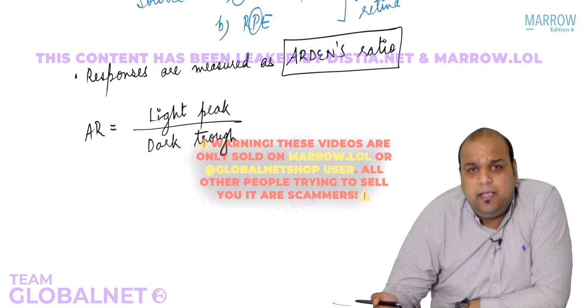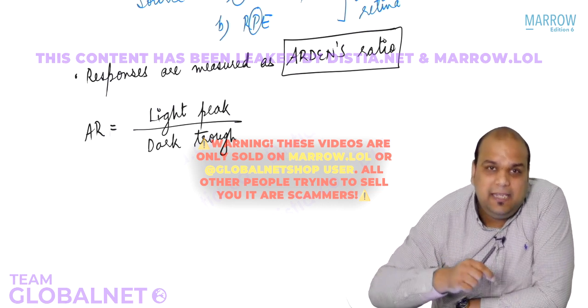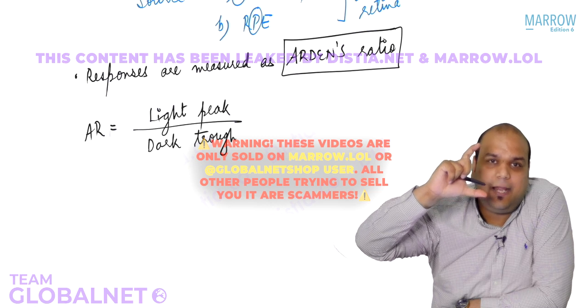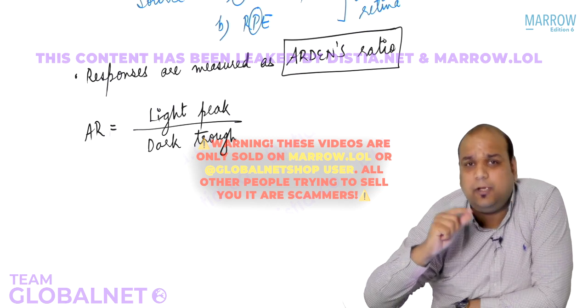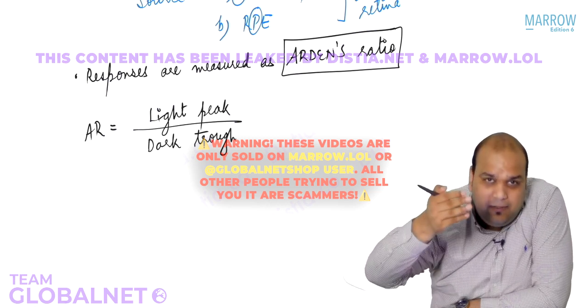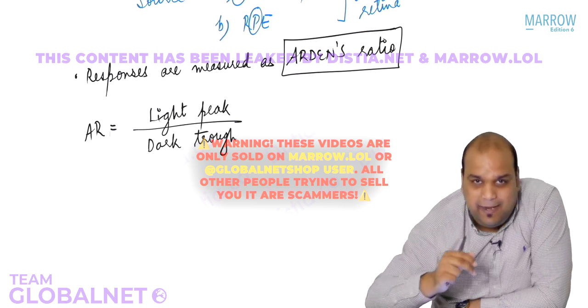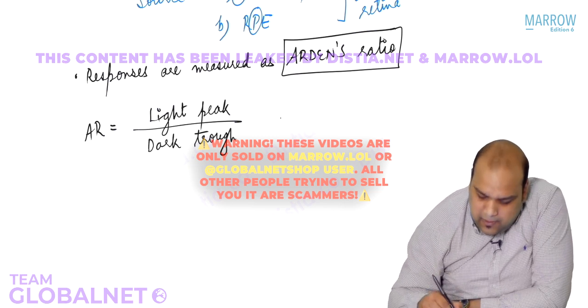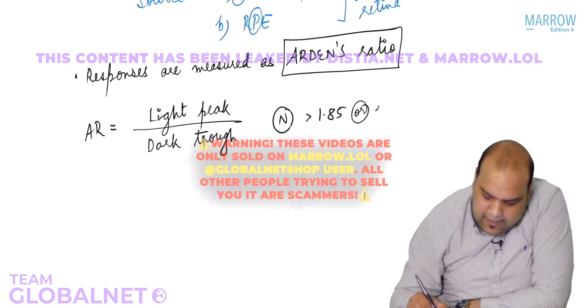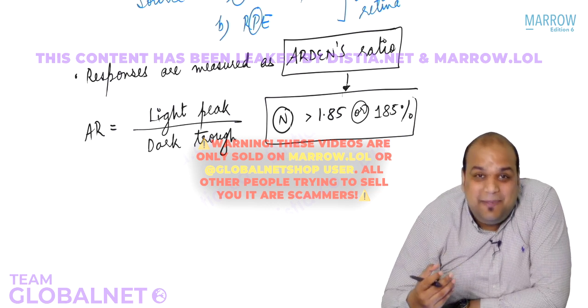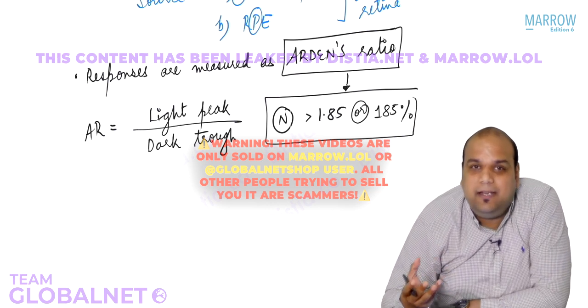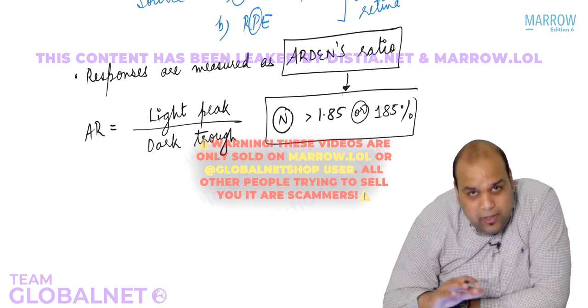First of all, we record the EOG under bright light conditions. The highest value that we get in a lighted condition is called the light peak. Then we record EOG under dark conditions. The smallest value that we get in the dark is called the dark trough. You understand, everybody? So the light peak, the highest value, divided by the dark trough, the lowest value, gives us the Arden ratio. Normally this ratio should be greater than 1.85, or in terms of percentages, 185%. Okay, everybody? If it is lesser than this, that means there is some problem in the outer layers of the retina, mainly the photoreceptors, everybody. Okay, no confusion.